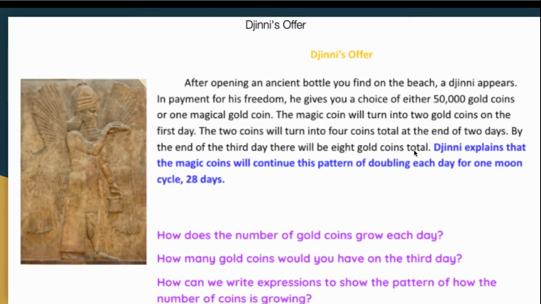So this pattern is repeating. And Jeannie explains that the magic coins will continue this pattern of doubling each day for 1 moon cycle, 28 days. So there's some doubling happening every single day.